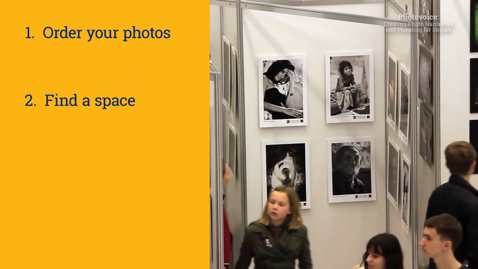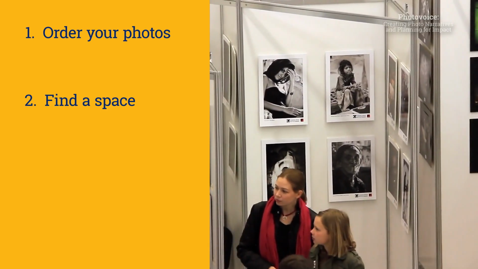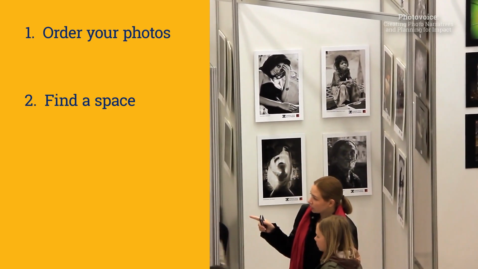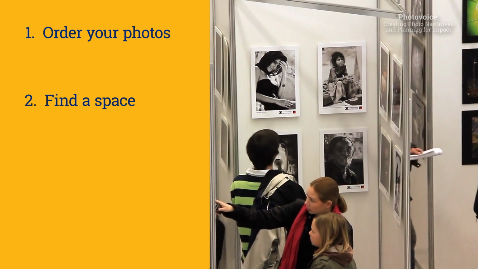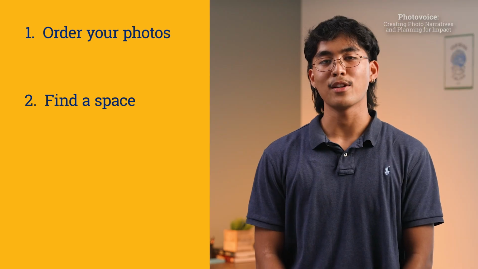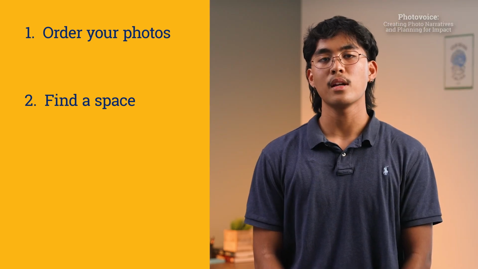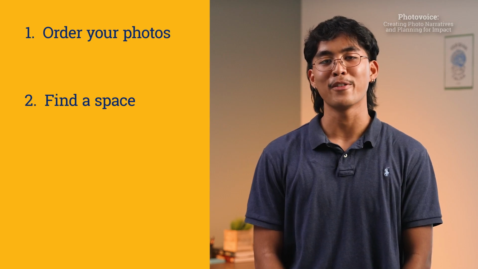Next, find a space for the Photovoice exposition. For example, the school library or cafeteria, the local art gallery, a booth at a market, or a community center can be possible exhibit venues. Think about the best way to display your photos in that venue. This could be on a poster board, in a display case, hung from a rope line, or as an electronic slideshow, just to name a few.